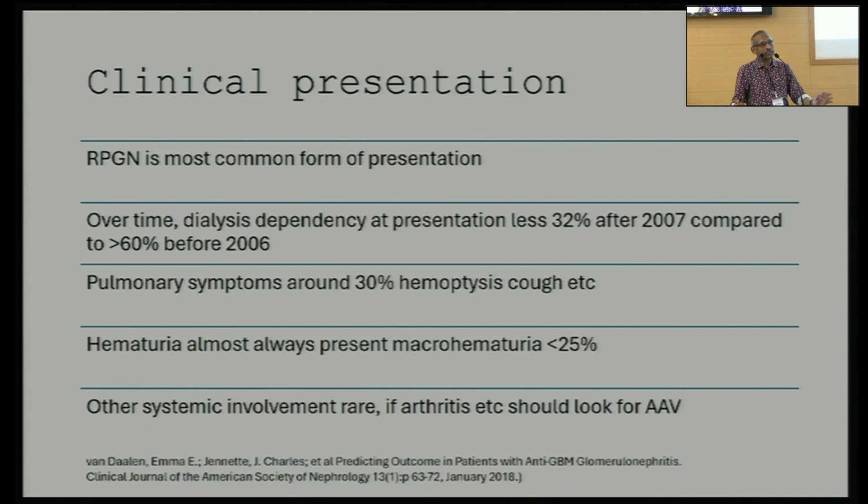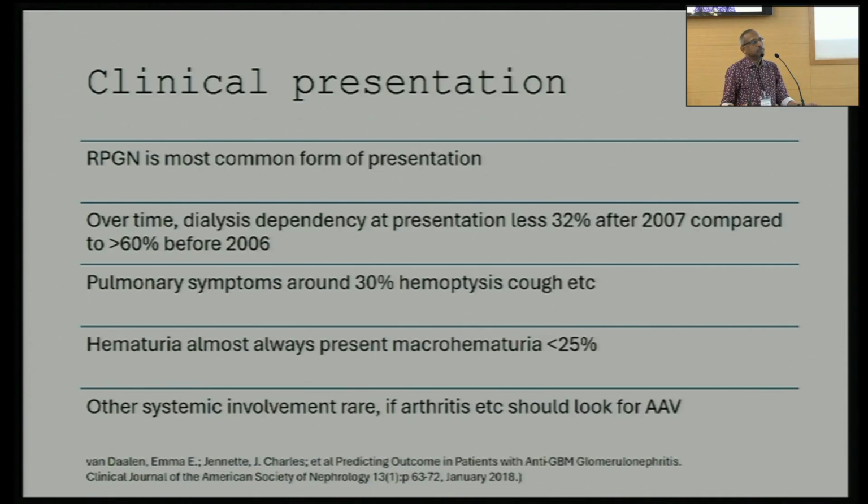For the clinical presentation, RPGN is the most common form of presentation, and you can see that over time, dialysis dependency at presentation has actually come down. In the series before 2006, it was almost 50%. Now it's nearly 30%. So maybe because we are detecting it earlier. Maybe because people are referring to nephrologists earlier, because sometimes what happens is that you see a creatinine and you just follow it up, and by the time you follow up, it's gone too far.